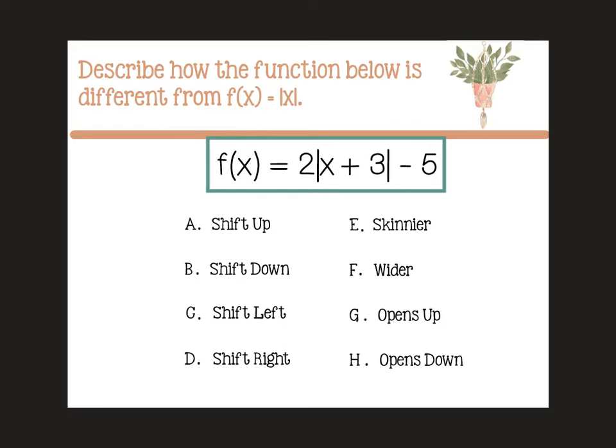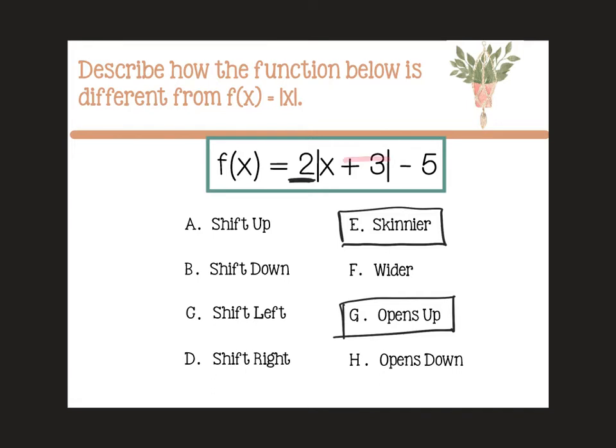So we did some of these yesterday to describe what was going to happen. So I'll do the first one with you. If we look here, out in front we have a positive 2. So that means since it's positive, it's opening up. So we would pick G. The 2 is greater than 1. Greater than 1 means it gets skinnier.